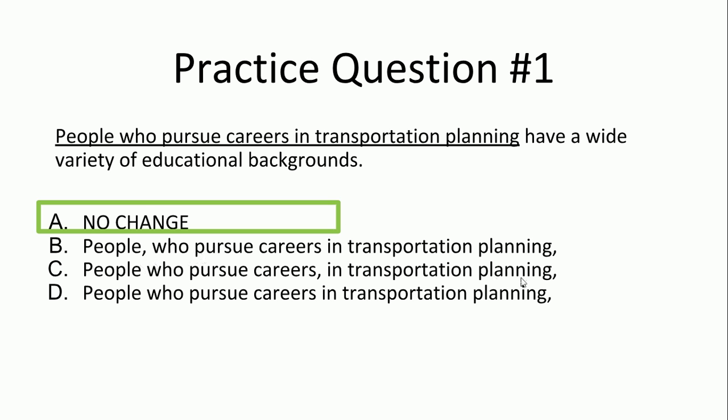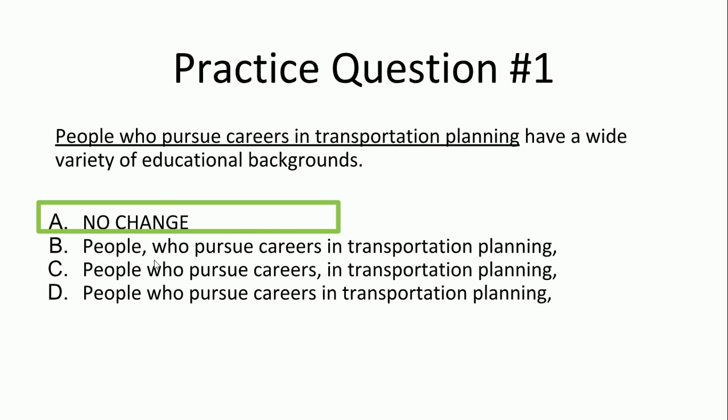And if we read this without this part that's within the commas, people have a wide variety of educational backgrounds. And then if we add it, people who pursue careers in transportation planning have a wide variety of educational backgrounds. That's not non-essential information. That completely changes the meaning of the sentence, so we can't use commas to offset this. Okay, that's why B is wrong.